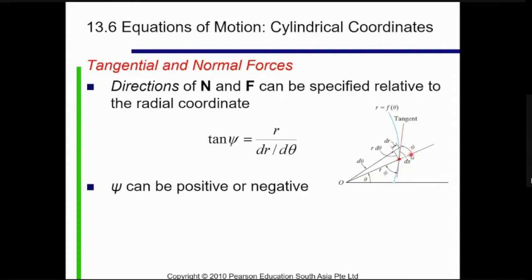Again, psi, that's your positive psi convention. If the value is negative, it means you go clockwise. Positive, you go counterclockwise from this line to the tangent. Negative, you go clockwise to the tangent.